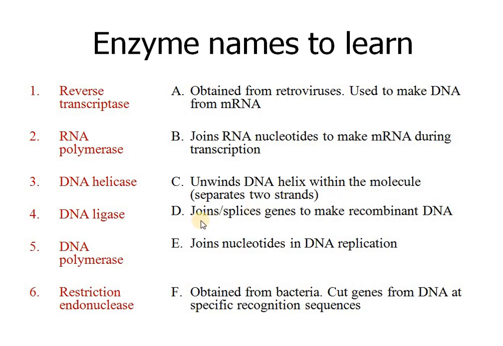The next enzyme is DNA ligase. As the name indicates, ligase means to join. So it is the enzyme responsible for joining. DNA ligase will join the slices of genes to make recombinant DNA. If you have breakdowns or slices or pieces of DNA, the enzyme DNA ligase is used to join those pieces of DNA. Then the next enzyme is DNA polymerase. It is responsible for replication. It will join nucleotides in DNA replication.